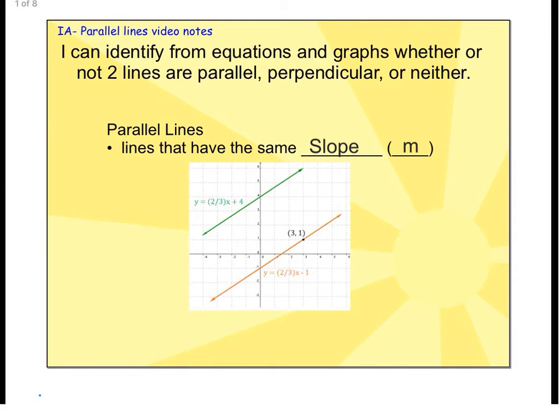So let's review what parallel lines are. They are lines that have the exact same slope, or m, which is what we're used to seeing in our equations. So they have to be exactly the same. So like in the example here on our graph, you can see that the slope of both equations here is a positive 2/3. So those are parallel lines.